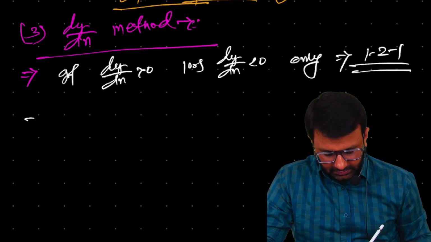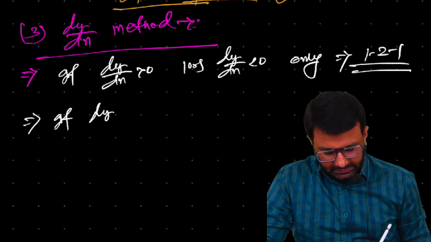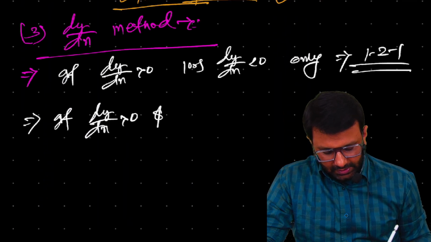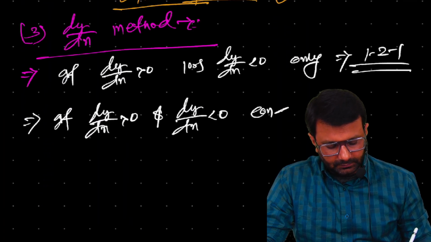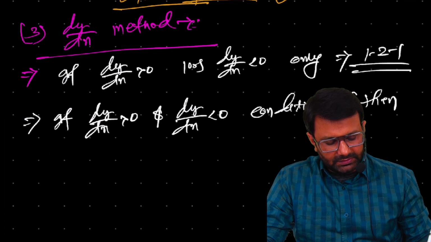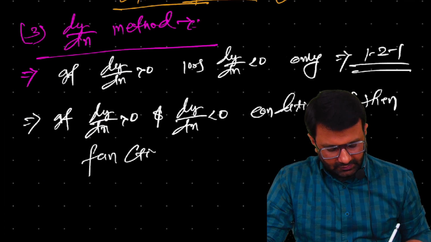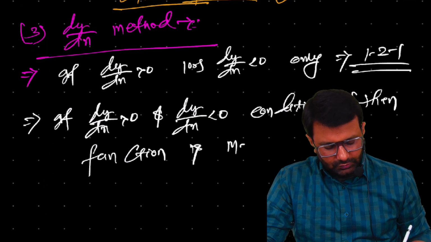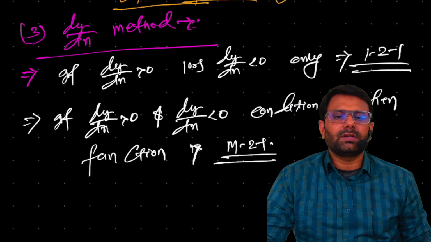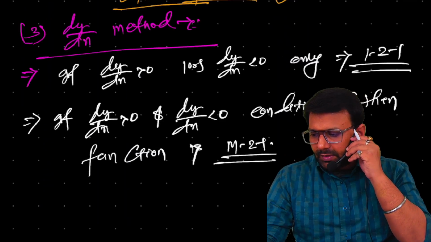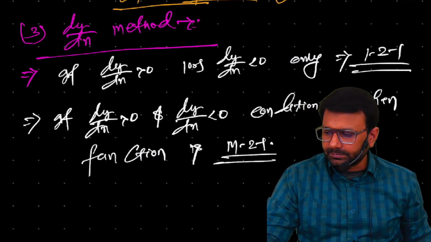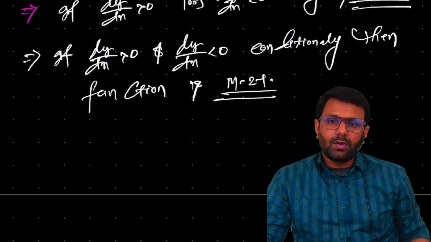So if dy by dx is greater than 0 or dy by dx is less than 0 only, then the function is 1 to 1. If dy by dx is greater than 0 and dy by dx is less than 0 conditionally, then the function is a many to one function. Any problem? Okay, so now I will discuss some examples here.